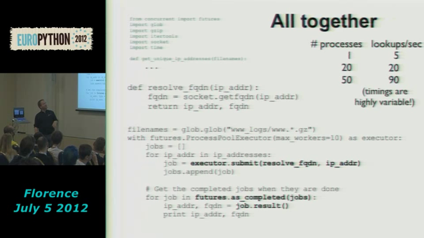And it's pretty good at scaling up too. With 50 processes running, I get 90 per second, compared to one process running, which gives me 5 per second. And this is highly variable because some of these answers come in 2.2 seconds, some take 8 seconds to resolve in some DNS server somewhere in the world.